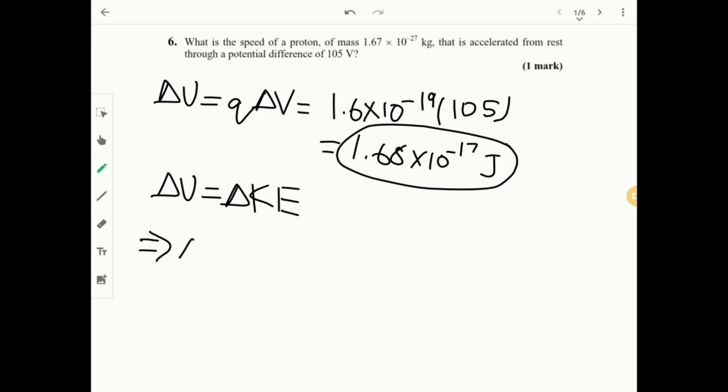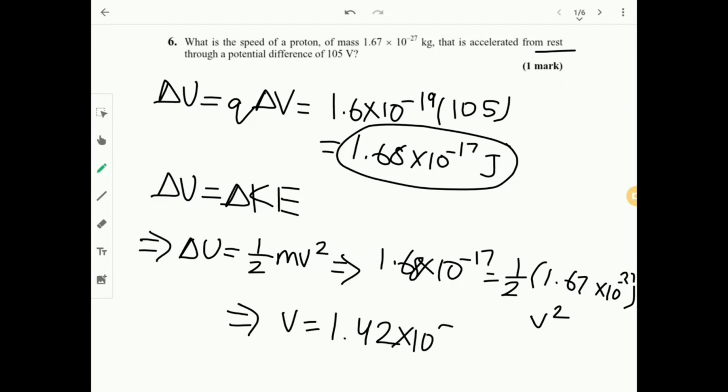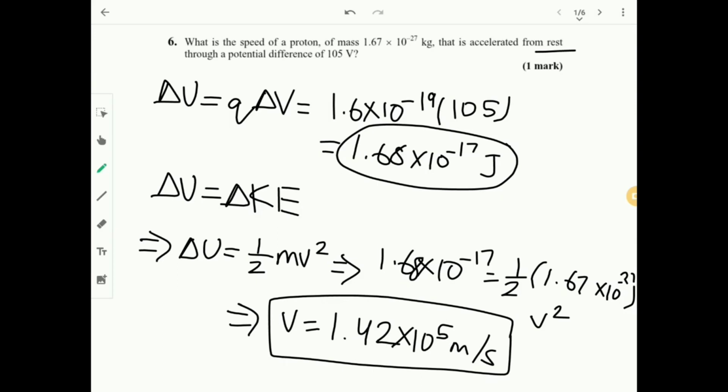So then what follows is delta U equals half m v squared minus half m v0 squared, since it's accelerated from rest. V0 is 0, so it cancels out. Now we have 1.6 times 10 to the minus 14 equals half times the mass, 1.67 times 10 to the minus 27. Since the mass is so small, we should expect a very big speed. The velocity finally is 1.4 times 10 to the power of 6 meters per second. So this is the speed of the proton that is accelerated from rest through a potential difference.